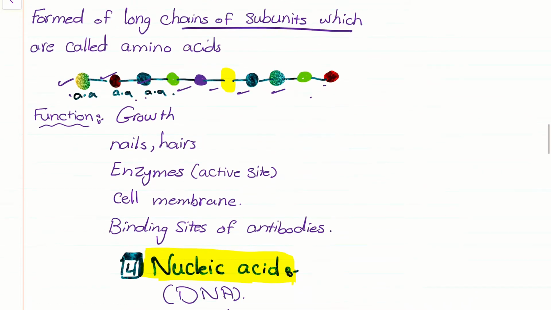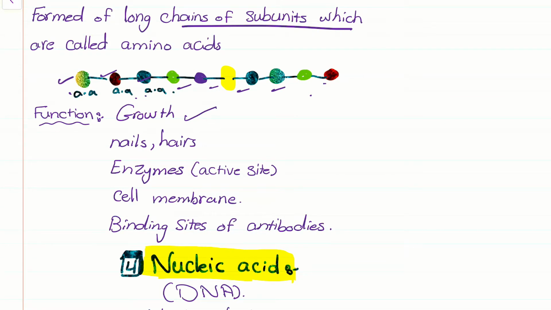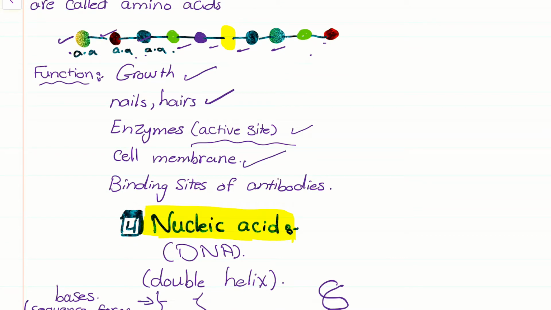What is the function of protein? Protein is used for growth, and for nails and hair. Enzymes, if you remember in the enzymes lesson, we said they are protein in nature because the active site is formed of protein. The cell membrane, a thin layer of fat and protein, is so used for building up the cell membrane of the cells. Also the binding site of antibodies, and antibodies are your immune system, which acts against microorganisms.